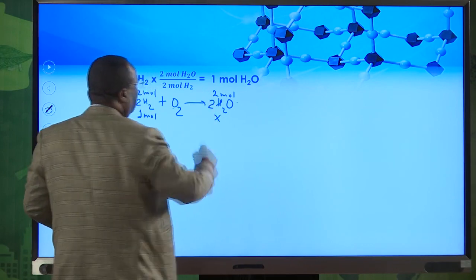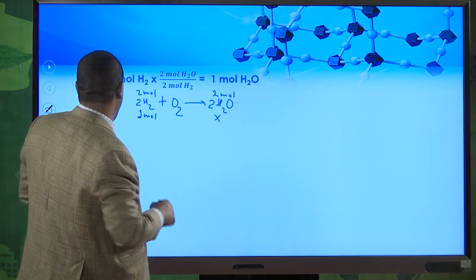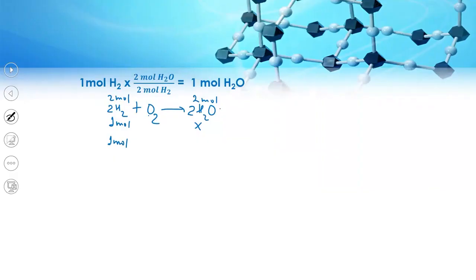How many moles of water will be obtained when 1 mole of oxygen is used? So let us make 1 mole. 2 moles will give us 2 moles. 1 mole will give us 2 moles. So 1 mole of hydrogen molecule times 2 moles of water molecule will give you 2 moles of hydrogen times X moles of water. X moles of water will be obtained.